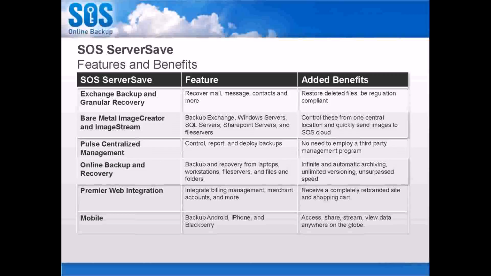So features and benefits. Starting on the left, or of course the top left, Exchange backup and granular recovery. So again, an agent that will allow you to recover at the message level, as well as just migrate an entire Exchange server. Bare metal image creator and image stream. This allows you to create images from whatever system volume you like on a Windows machine. You can point it to some other place. Usually it's to a staging machine, just a Windows 7 box, with enough RAM and hard drive space to account for all the data you're sending it.